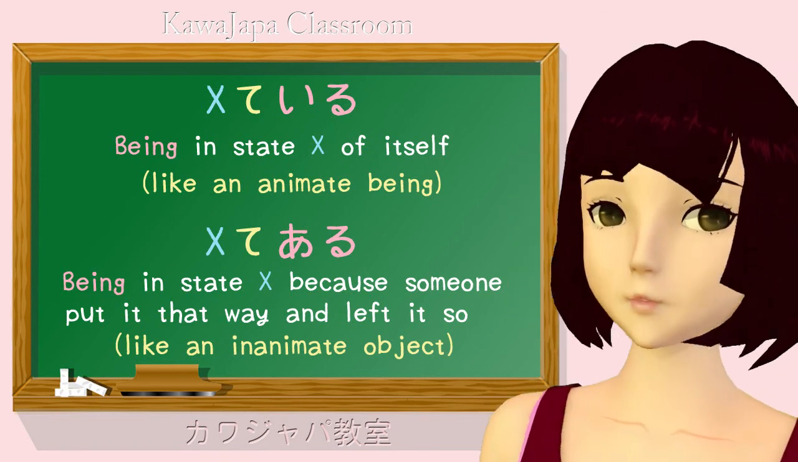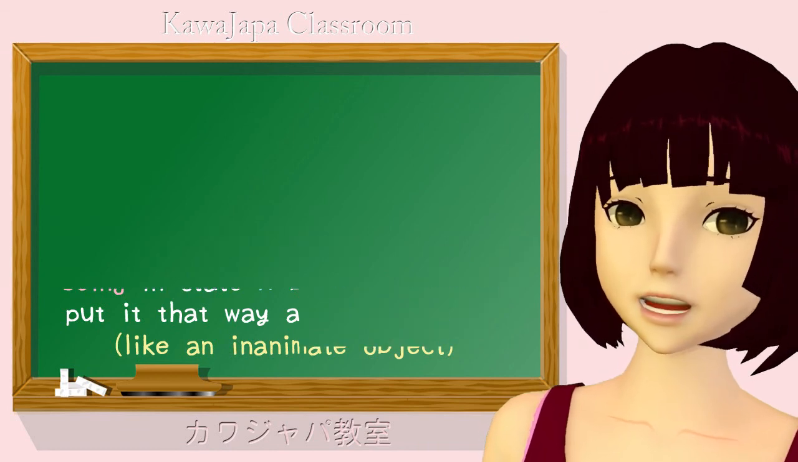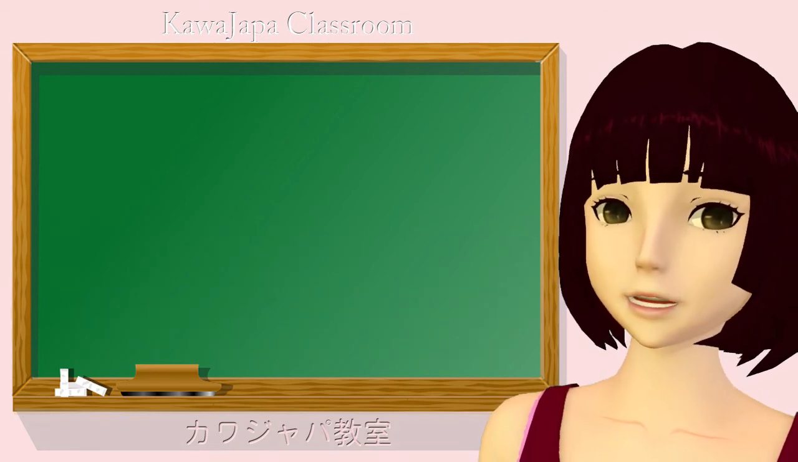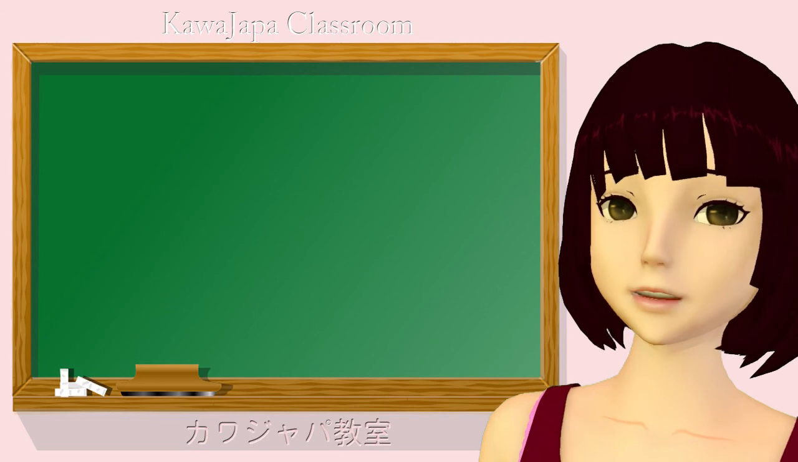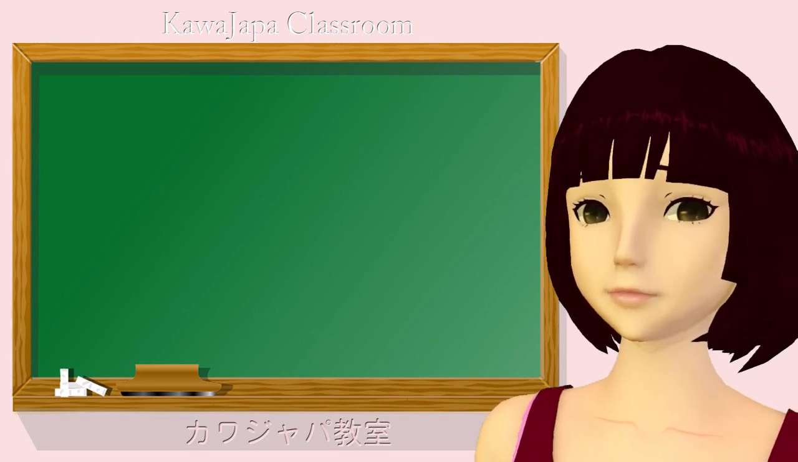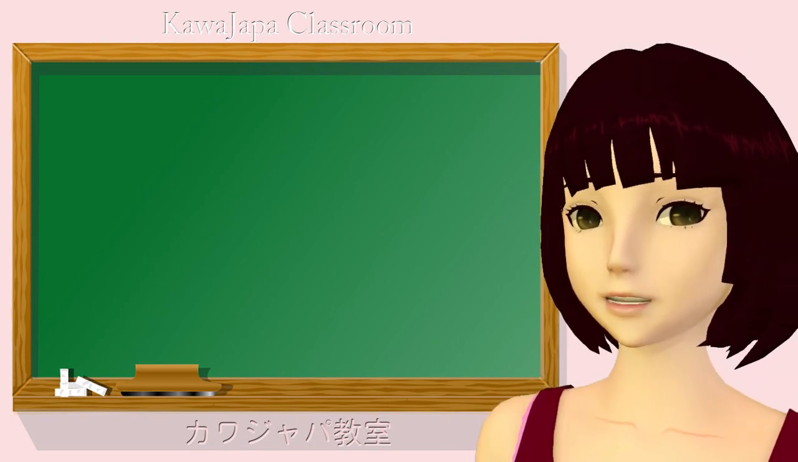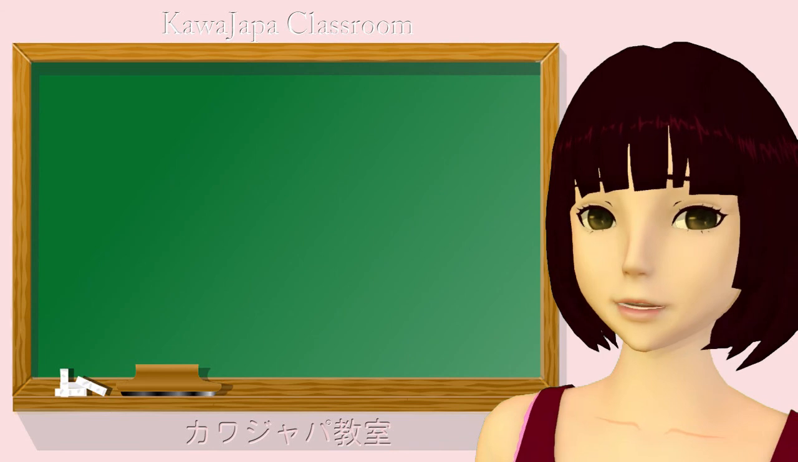Now we use the te form to make other kinds of compound verb. A common one is made with motsu, to carry. You're probably familiar with this from the te-iru form. Do you have a pencil? Enpitsu ga motte imasu ka? Literally, are you carrying a pencil? Do you have a pencil on your person?